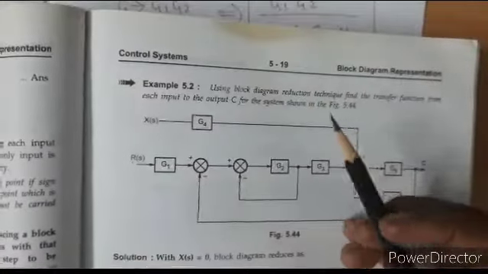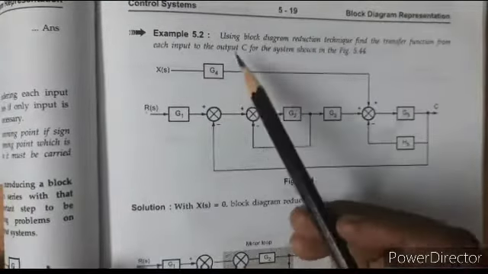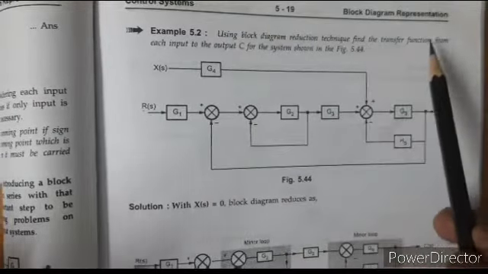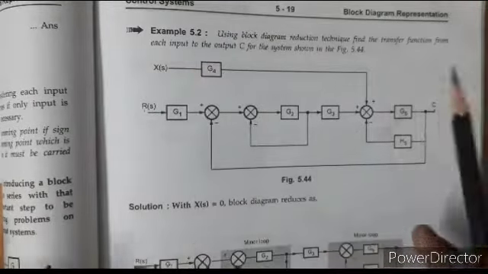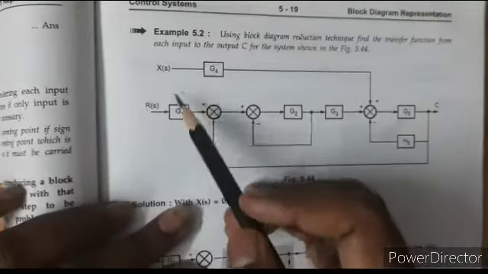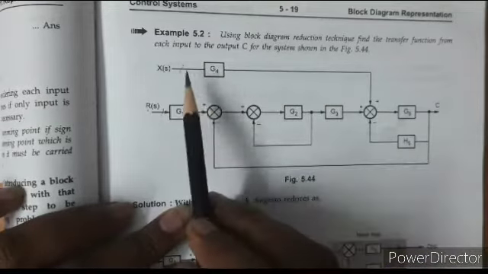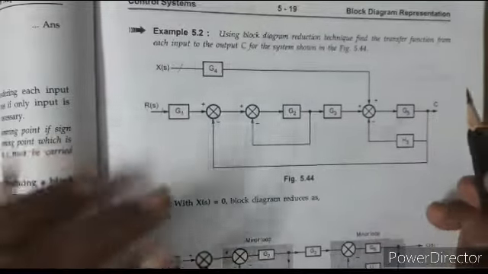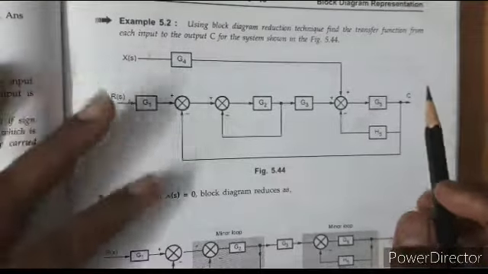Okay, now look into the second problem. Here what it's saying is, using a block diagram reduction, you're going to find the transfer function. Look into this problem. Here you have two inputs and one output. What are they asking? You have to find a transfer function.